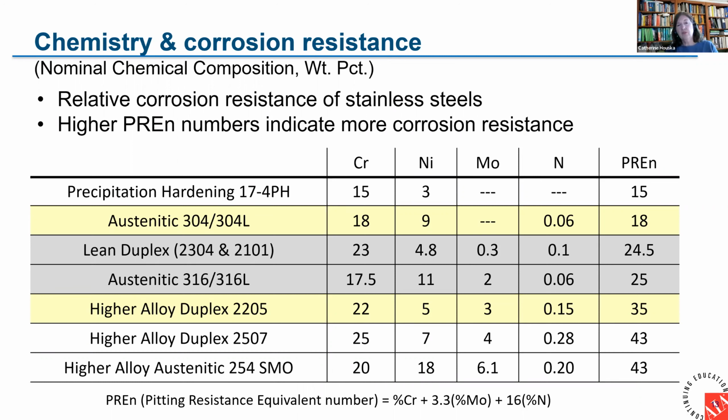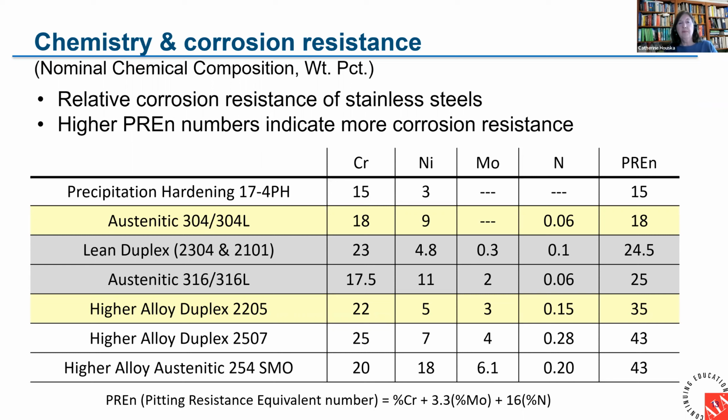This graphic shows you different stainless steels as part of their chemistry and the PREN number. The PREN number is the pitting resistance equivalent number. You can calculate the relative corrosion resistance of stainless steels using the chromium, molybdenum, and nitrogen content. I'm showing an equation at the bottom that's representative of that. The lower the number, the lower the corrosion resistance.